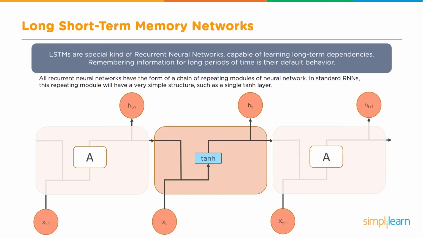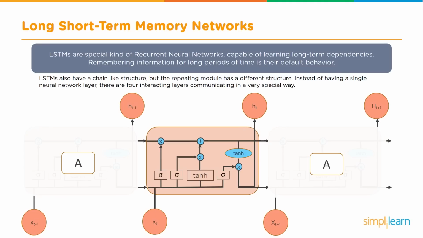All recurrent neural networks have the form of a chain of repeating modules of neural network connections. In standard RNNs, this repeating module will have a very simple structure such as a single tanh layer. LSTMs also have a chain-like structure, but the repeating module has a different structure. Instead of having a single neural network layer, there are 4 interacting layers communicating in a very special way.